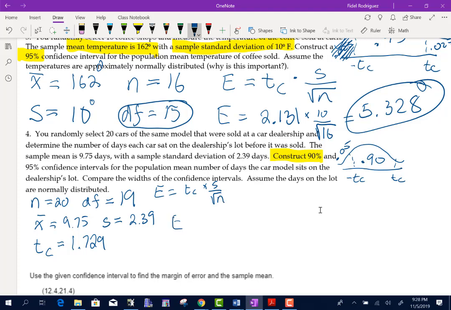Let's see if we can figure this out. We already know our TC was what? 1.729, times, what was our s in this case? Excellent, 2.39, and that's being divided by the square root of n. What was n in this case? 20. So let's see if we can find the error.